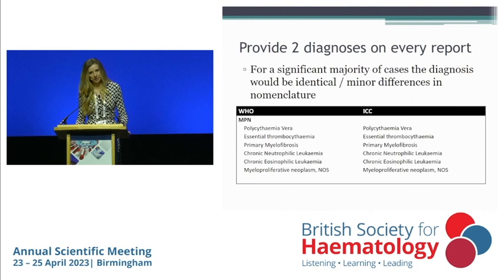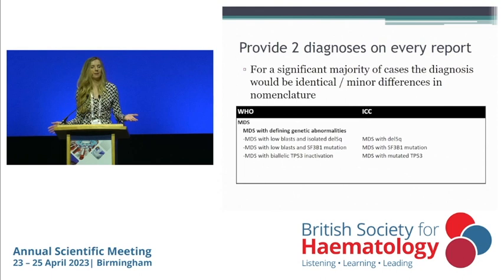And then for something like MDS, these are just examples. This is similar across other disease groups. You've got very similar ways of classifying low-risk MDS, but just very subtle differences in names. So what you don't want is to be beefing up your reports with putting MDS with DEL5Q, but also MDS with low-blast and isolated DEL5Q, which essentially says exactly the same thing.